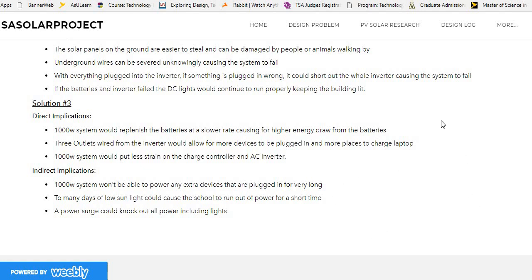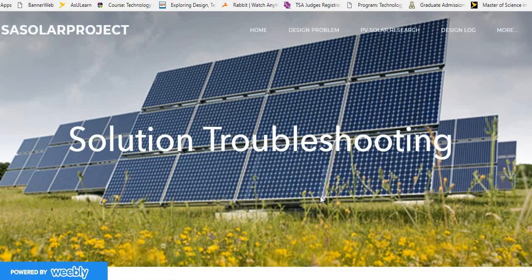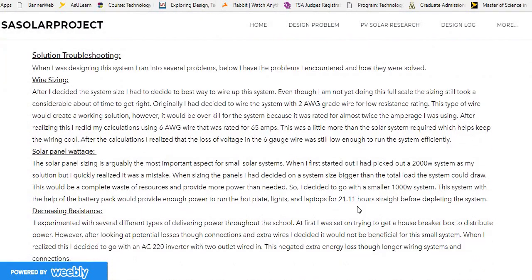Next, we're going to move on to the troubleshooting aspect of this project. So, when I was troubleshooting, I came across 3 real issues that I had to solve, and below I'm going to read in a minute how I decided to go about solving each problem.